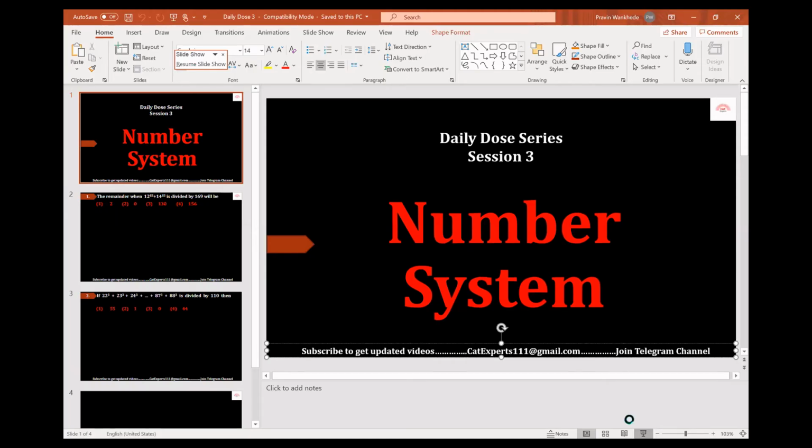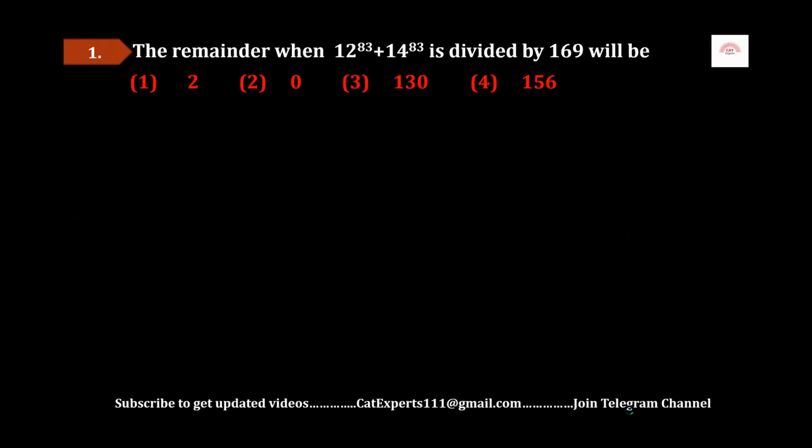Here we are. So this is the question that we want to discuss. Agreed? So let's solve it now. This 12 can be written as (13 minus 1) power 83, plus 14 can be written as (13 plus 1) power 83, and the whole has to be divided by 169.